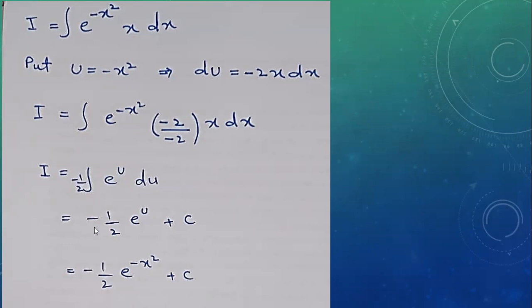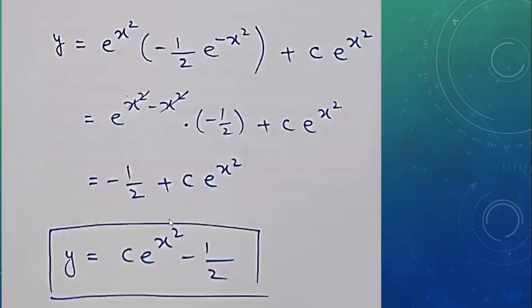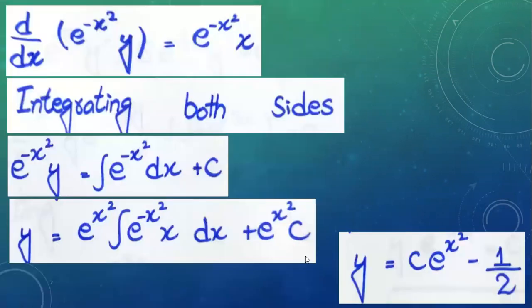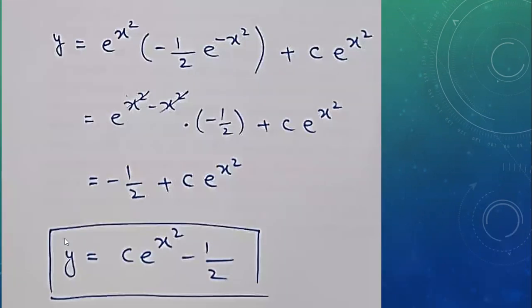So what we have is minus 1 by 2, and when you integrate this exponential, you will get exponential power u plus constant of integration. Okay, in the next step we will put back u equal to minus x square. So here we have minus 1 by 2 times exponential power minus x square plus constant of integration. Now we will confirm that we obtained this value.